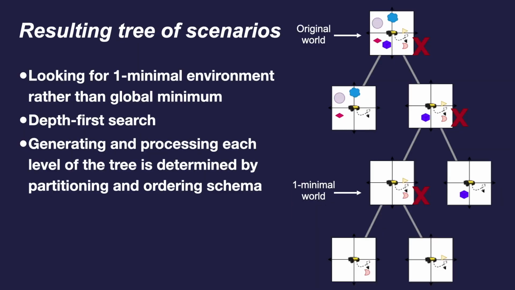Because we are aiming for a locally one minimal environment rather than the true global minimum environment, we perform a depth-first search of the environment configuration space. Generating and processing each level of the tree is determined by the partitioning and ordering schema, which heuristically determines the relevance of the environment to the system behavior.